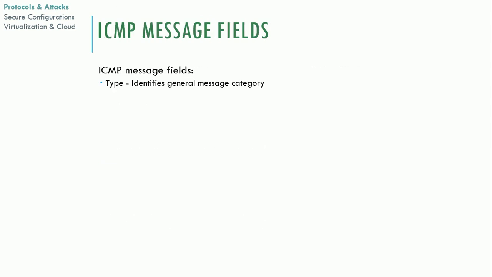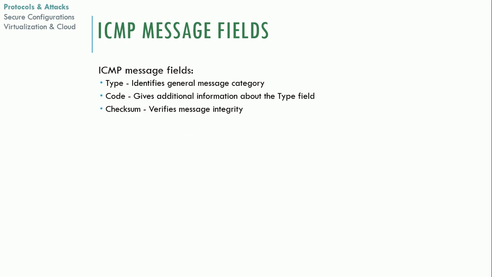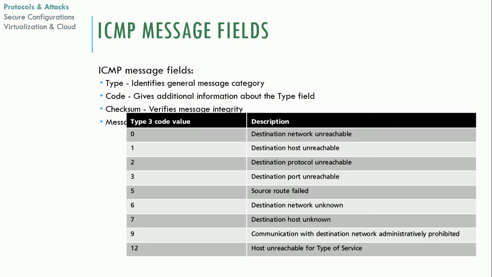So ICMP messages usually have a type, which identifies a general message category, the code, which is additional information about the type, the checksum, which verifies the integrity, although it doesn't meet the standards that we have in IT security for verifying integrity, but it's certainly one check, and then the message body. And these are the different types. So, for example, 0, destination network unreachable, destination host unreachable, destination protocol unreachable, and so forth and so on. Some of these look familiar to you, I'm sure.